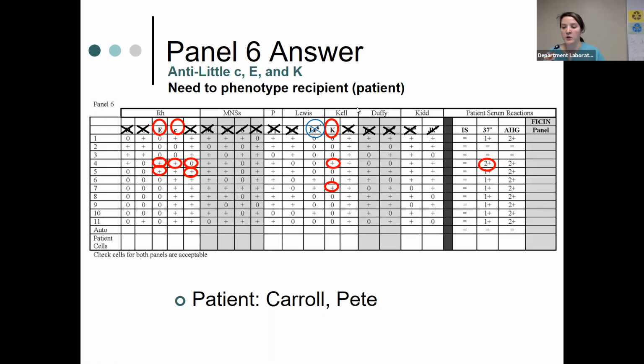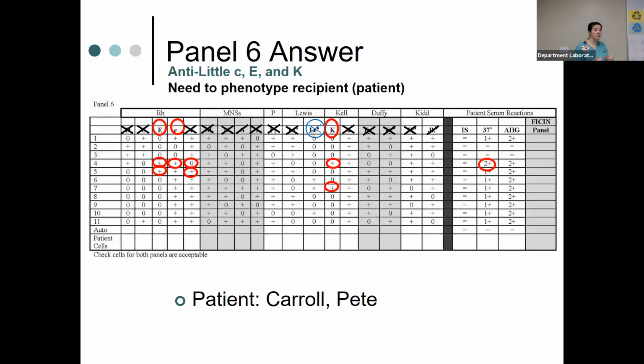So Sarah's asking why you need your select cells to be little C negative. We know that the patient has anti-little C. We're trying to identify if there are any underlying antibodies, all right? So we don't want a reaction on our select cell due to anti-little C. So we need to select little C negative cells, and then we can choose the antigen expression for all of our other things we're trying to rule out, like JKB positive, S positive, Kel positive, E positive, all right?